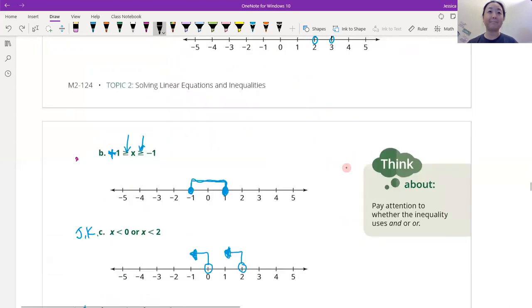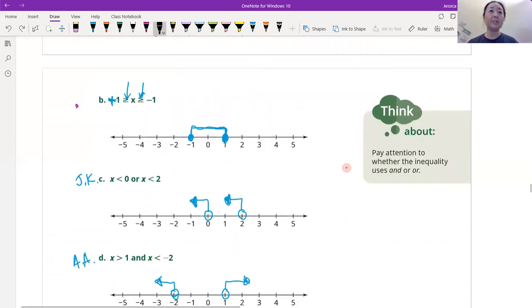All right, and some more here. If you notice right here, this was a minus. I just changed it to a plus because it was -1 is greater than or equal to x, which is greater than or equal to -1, which means that your only point would just be at -1. That's it. And so I just made that into a plus.